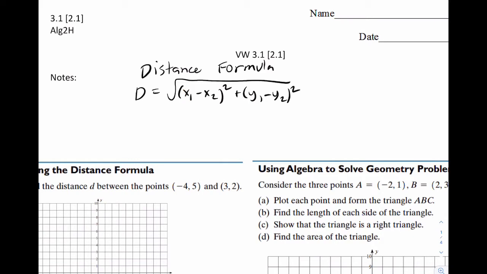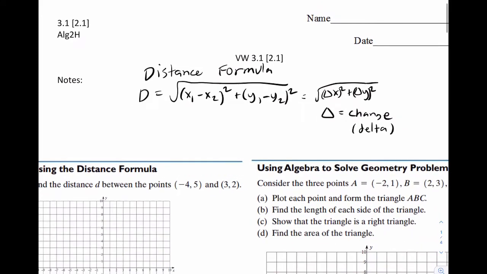Some people switch these around, like x2 minus x1. Doesn't really matter. Or some people refer to this as delta x squared plus delta y squared, like that. And in physics or science, the triangle just means change. And again, we say delta. But the main thing I want you to know today is that this actually comes directly from the Pythagorean theorem. So I'll show you that today.